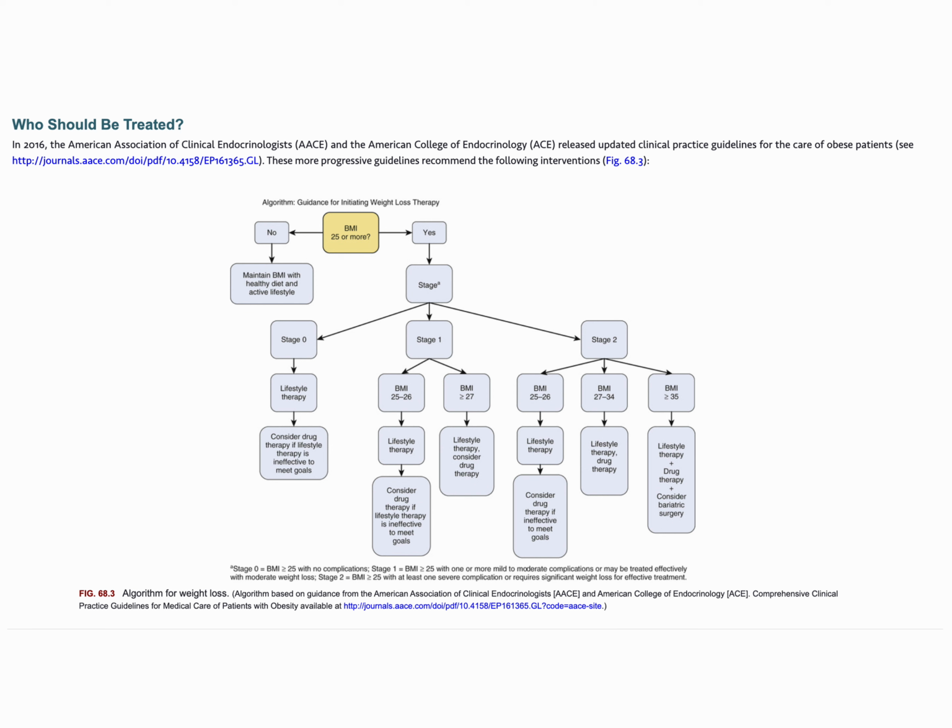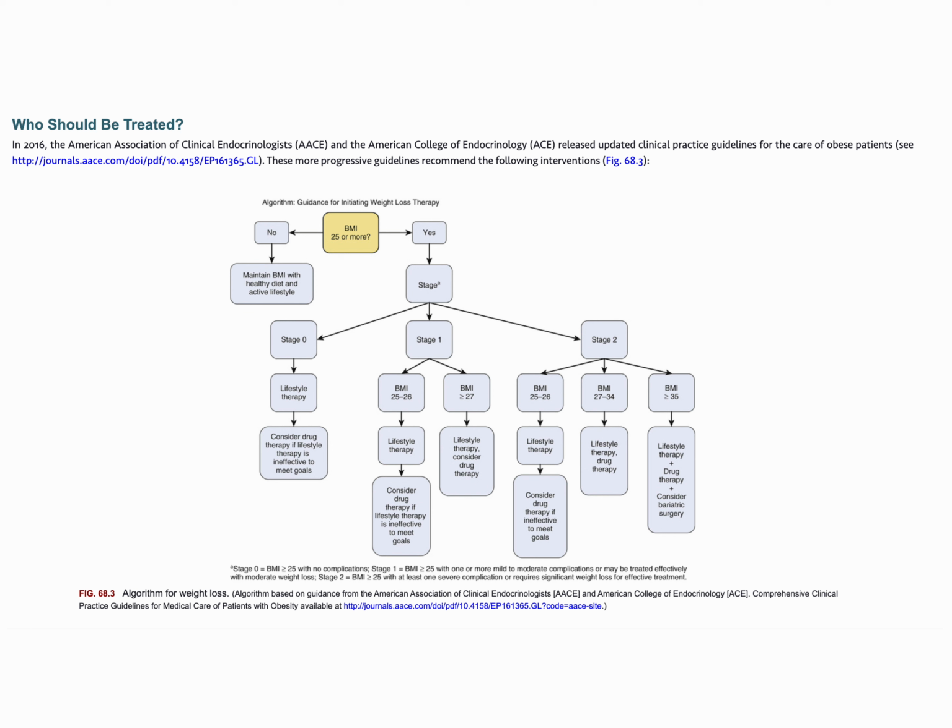So in stage 0, you've tried lifestyle therapy. You might want to consider drug therapy if this is not effective to meet the goal. In stage 1, you're considering, is the BMI over 27 or between 25 and 26? And so if it's over 27, you still want to provide lifestyle therapy, but you could consider drug therapy at this point. Between the range of 25 to 26, you still want to progress to lifestyle therapy first and then consider drug therapy if this is not working.